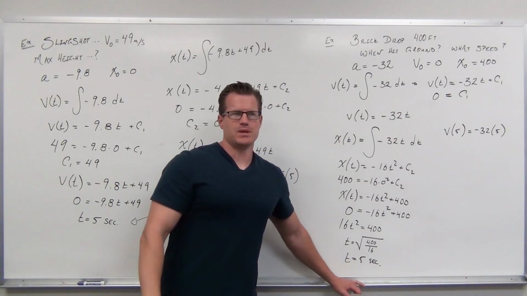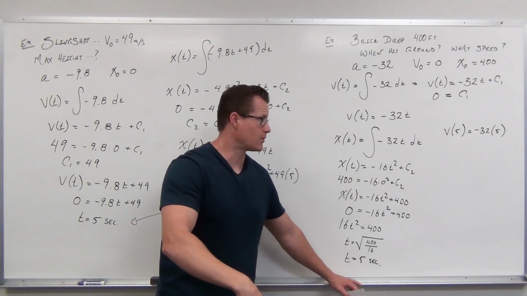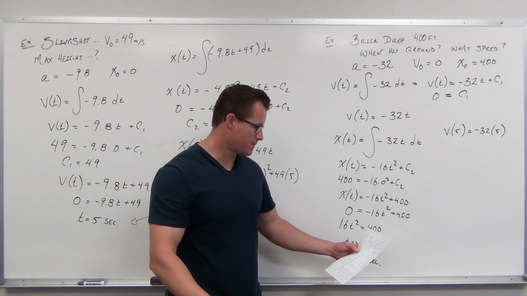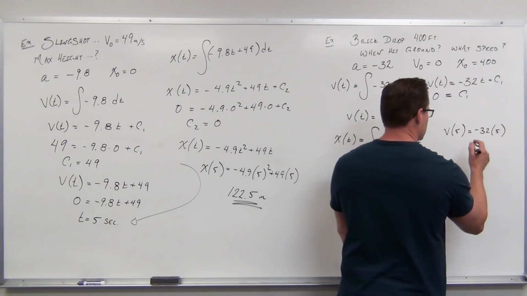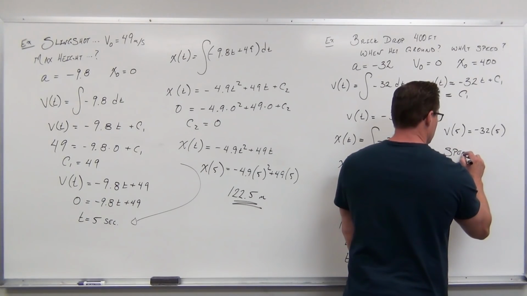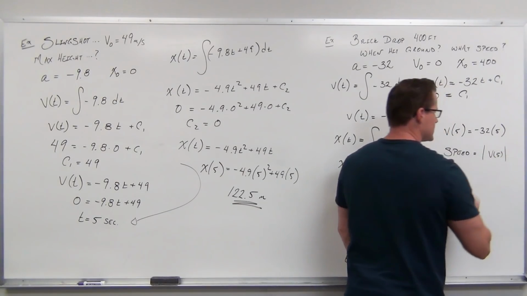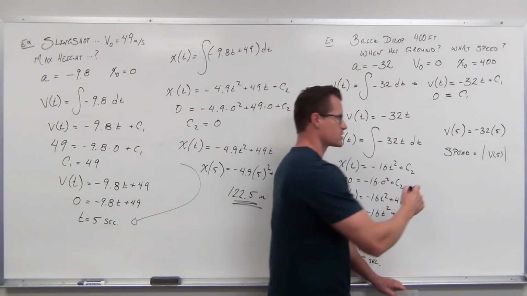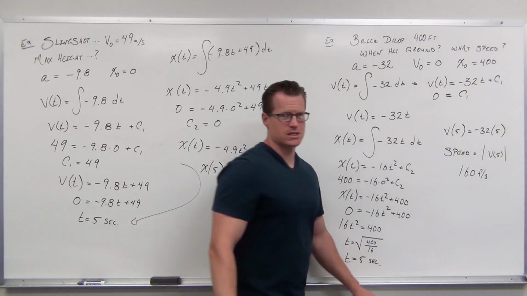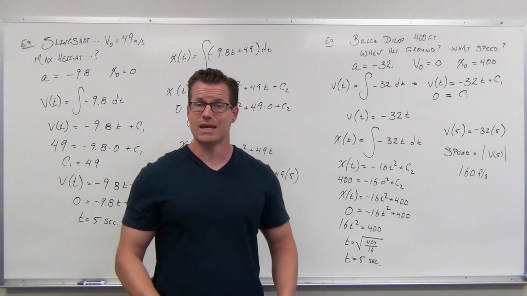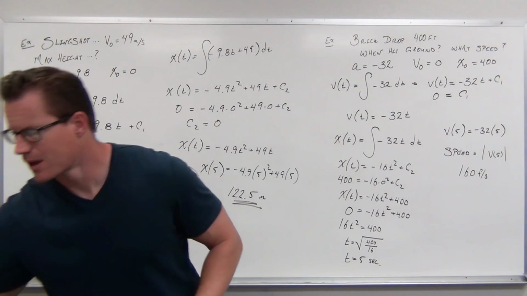Speed has the idea of being signless. So even though the velocity would be negative, looks like 160, so negative 160 feet per second, a speed is the absolute value of velocity. So the speed is 160 feet per second. Of course, we know it's dropping, so it'd be negative as far as velocity, but positive for 160. So that's the idea with pretty much all of these.